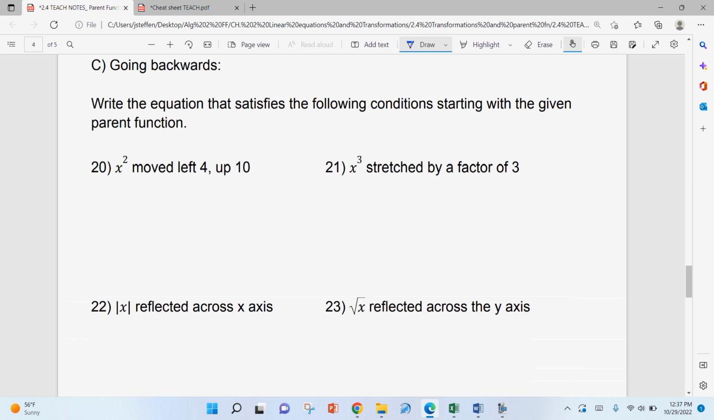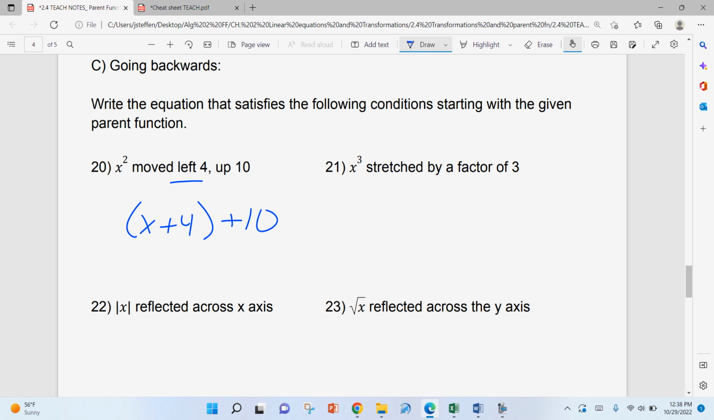So the next thing is going backwards. So now, rather than giving you the function and then you saying what the transformations are, I'm going to tell you the transformation, and I want you to write the function. Now, don't make this harder than it is. Left 4 is inside parentheses, so it's x plus 4. Make sure you remember it's the opposite. Then up 10 is plus 10.